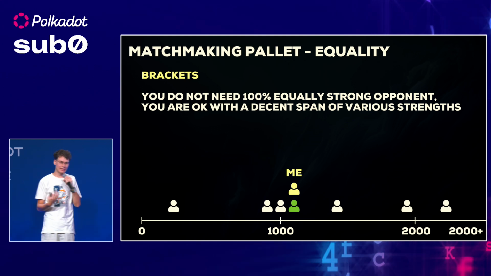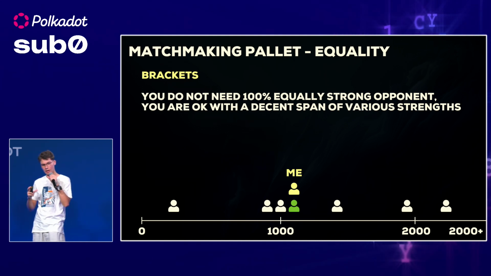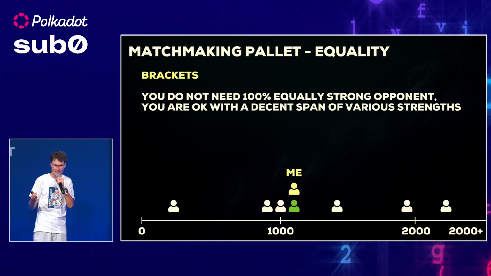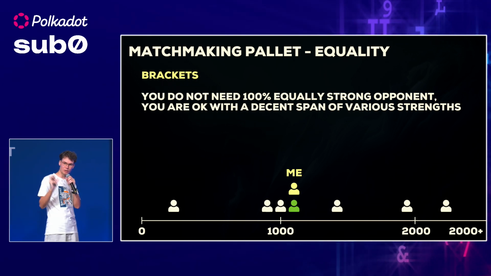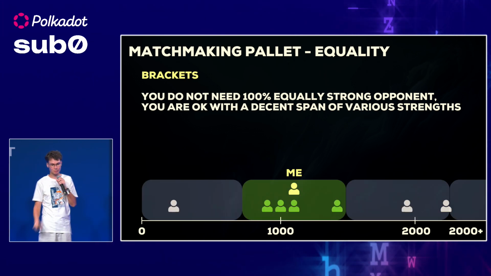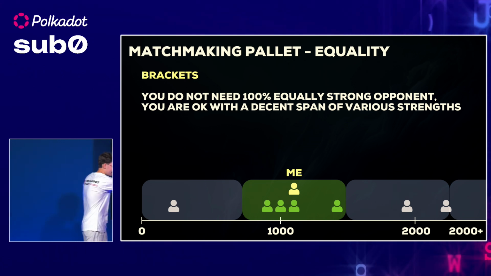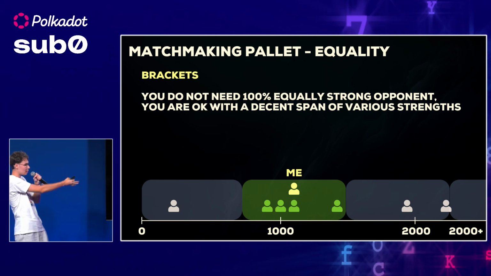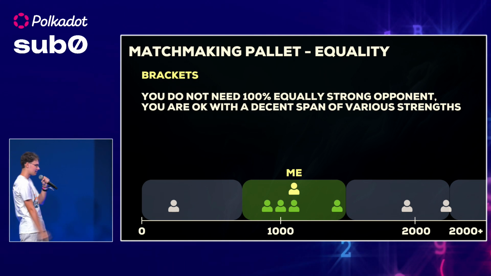And this is the solution that we went with. We chose brackets for finding your opponent. We realized that you don't exactly need a 100% equally strong opponent as you are, but you are okay with a span. So the brackets would look like this. And we can easily agree that if you are here, you definitely do not want to play with some professional players at 2000 rating. And you also do not want to play with noobs at 0 rating.